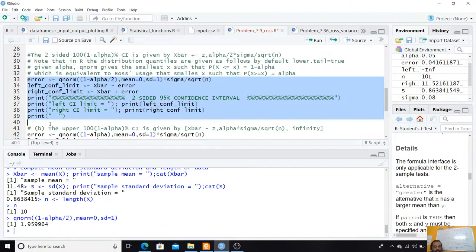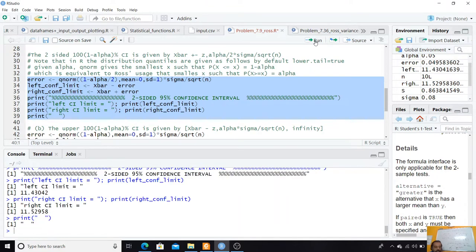So what was x bar? It was 11.48. I can run it by clicking this. So x bar was 11.48. So the left confidence limit turned out to be 11.43, and the right confidence limit turned out to be 11.53. Okay. So that is how you would be able to solve it.